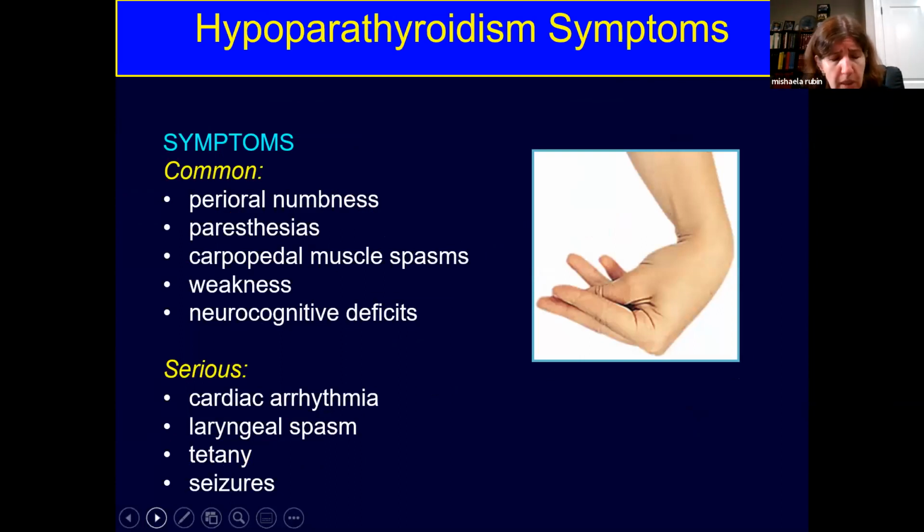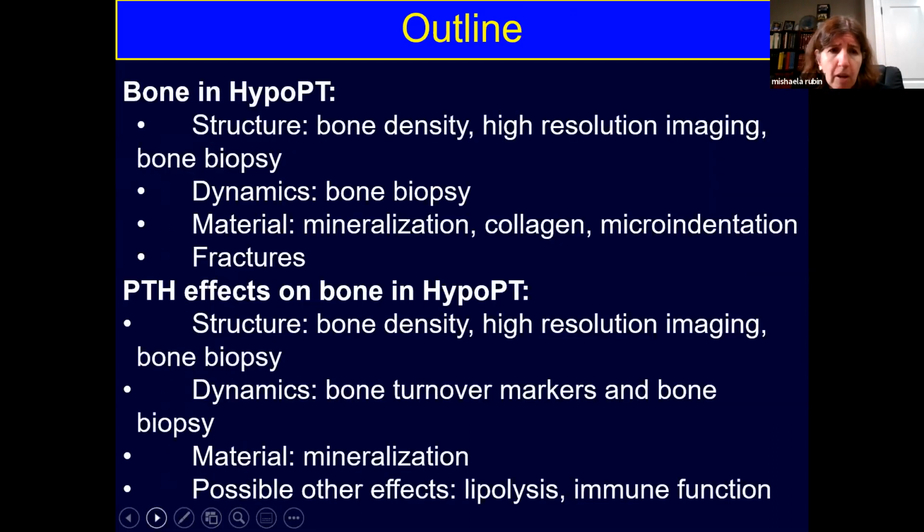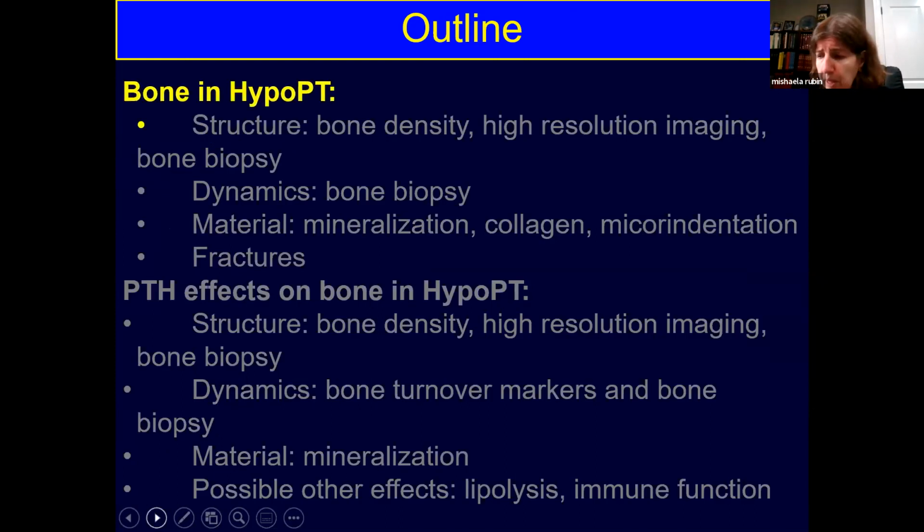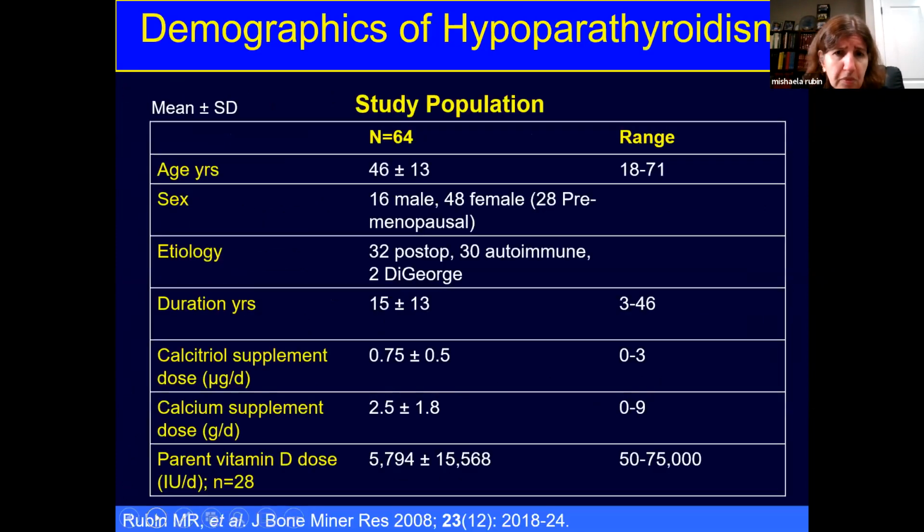We know the symptoms well, which are dominated by neuromuscular irritability with numbness, paresthesias, muscle spasms, and neurocognitive difficulties. And of course, we know the more serious and dangerous complications. So with that brief overview of hypoparathyroidism in general, I'm going to turn now to focus on the bone. First, I'm going to talk about bone in hypoparathyroidism when there isn't any PTH around.